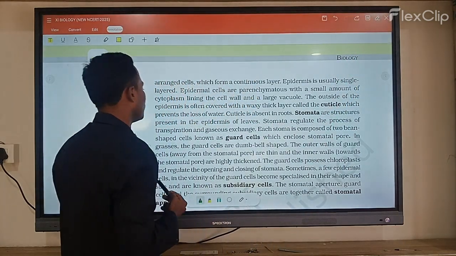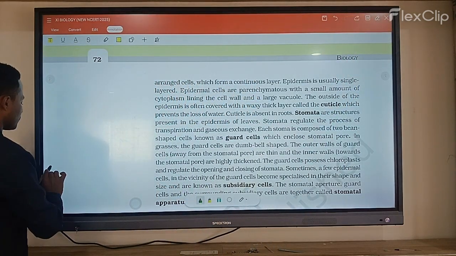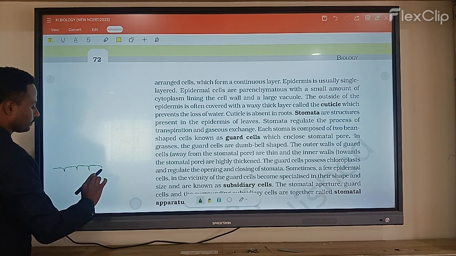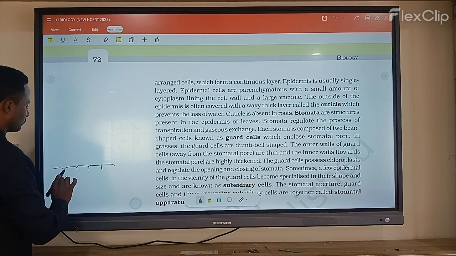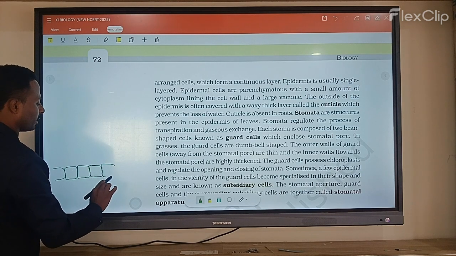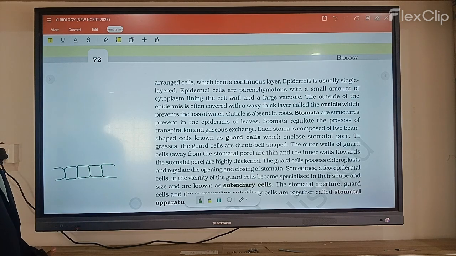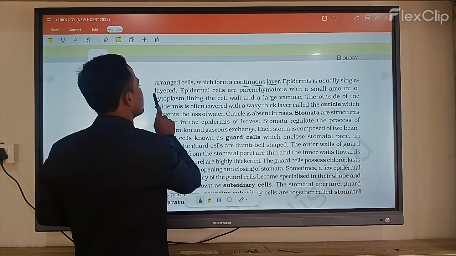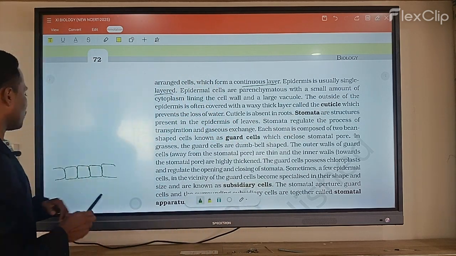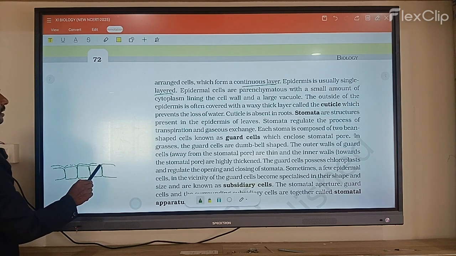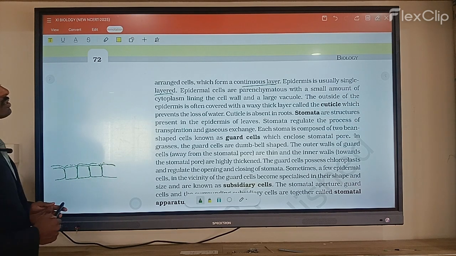Here, they have a compact arrangement of cells. Now, which forms the continuous layer? The epidermis, usually a single layer. See here, this entire epidermis is a single layer structure.